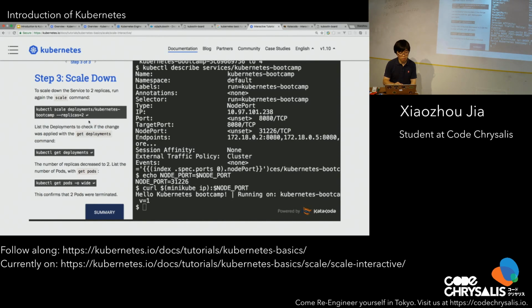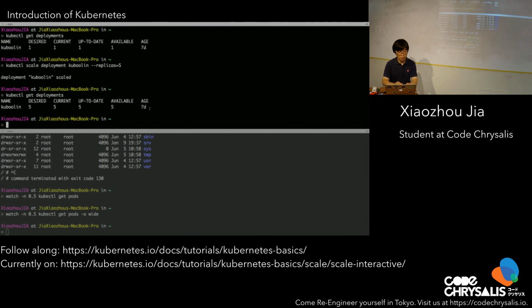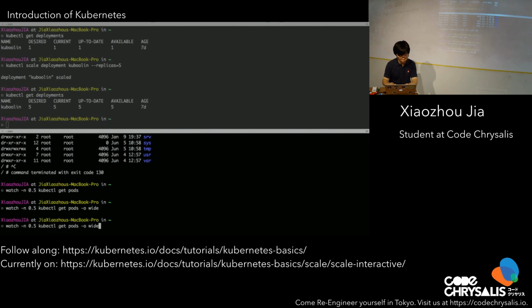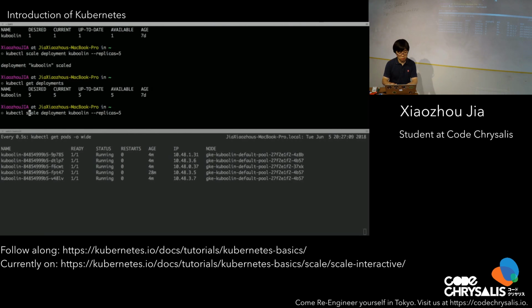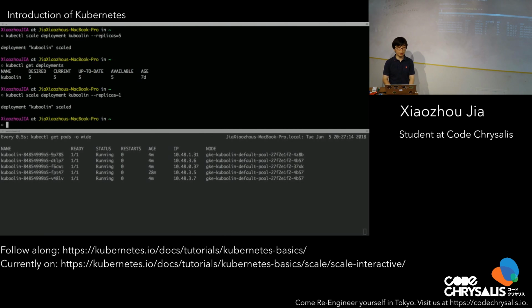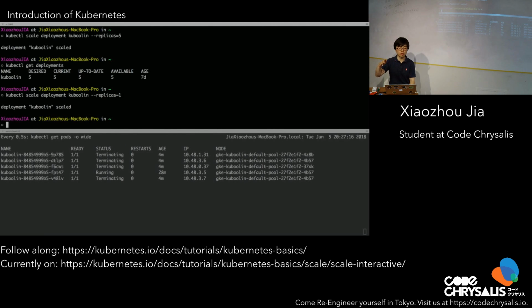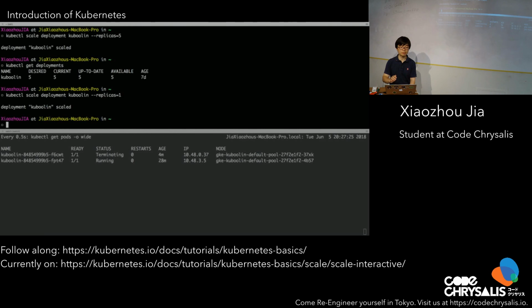And scale down. If we don't need those resources, we can just scale them down. Let's try to do this. I will just scale it back to 1. And Kubernetes will just kill 4 random ones. You have no control of which one will be killed and which one will be kept.